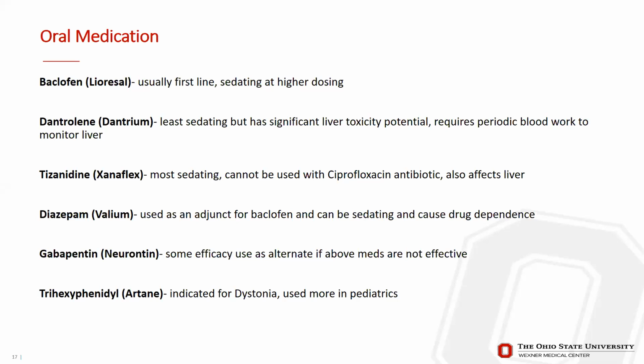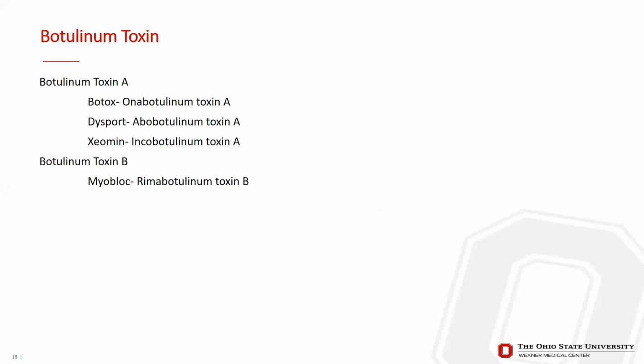Gabapentin has some efficacy, but more for the pain. So if there's spasticity related pain, then I would use gabapentin. But again, it can be sedating. And so we use it more if some of the other meds aren't effective. And Artane is one that's for dystonia. We use it more in pediatrics and our cerebral palsy kiddos. But I do have some adults on it if we have run out of other options when it comes to oral medications.